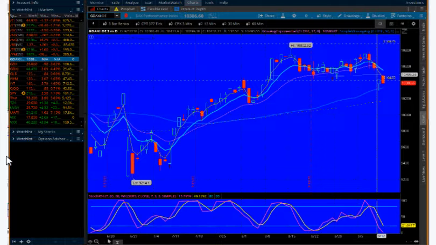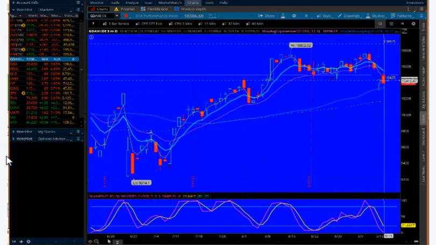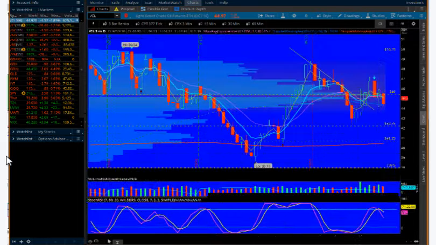I look at the German DAX to see how we're going to open. And they opened up a little bit to catch up with us and then traded off. Let's see. I look at crude oil.